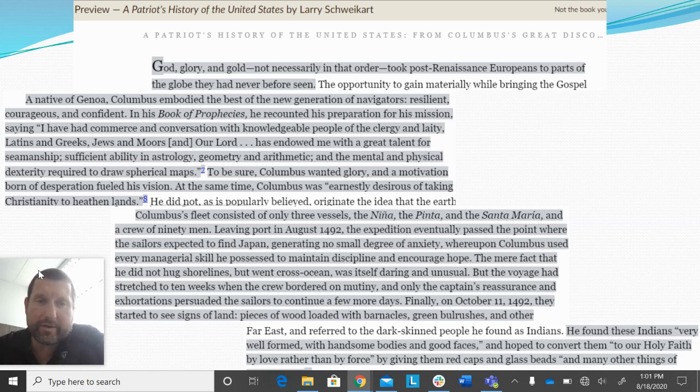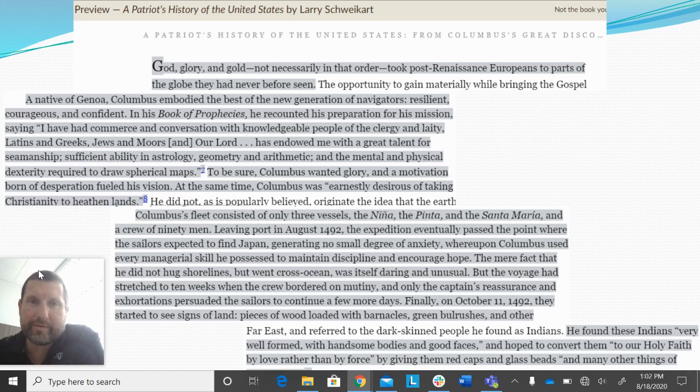To be sure, Schweikert goes on, Columbus wanted glory, and a motivation born of desperation fueled his vision. At the same time, Columbus was earnestly desirous of taking Christianity to heathen lands. And he goes on in the last paragraph to talk about how he finds these Indians interesting and he hopes to convert them to our holy faith by love rather than by force, giving them gifts. Okay. And here is the great European explorer coming into Americas and serving God in good standing, right?